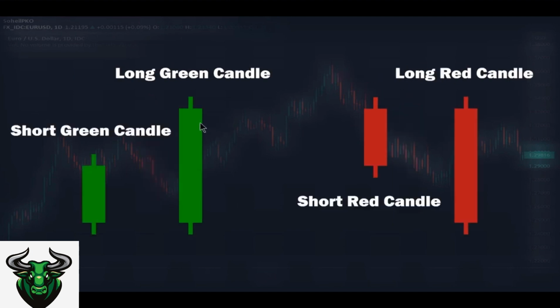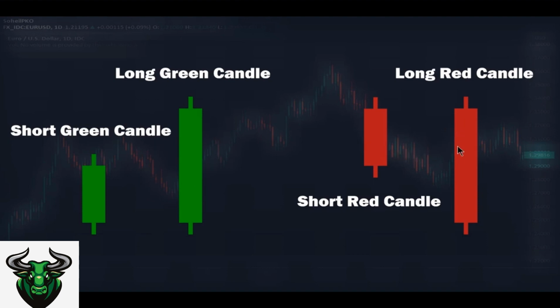For example, between these two candles, the longer one is more bullish, because in that session the closing price is much higher than the opening price compared to the shorter candle. This shows that bulls were more active and more aggressive in that session and drove the price to higher levels. The same is true with red candles.